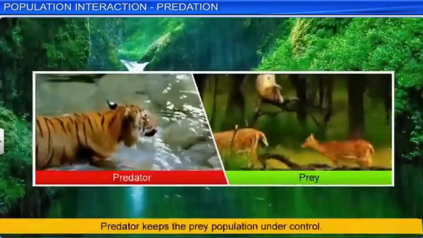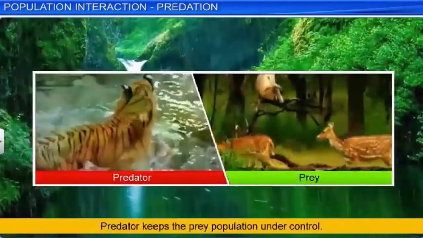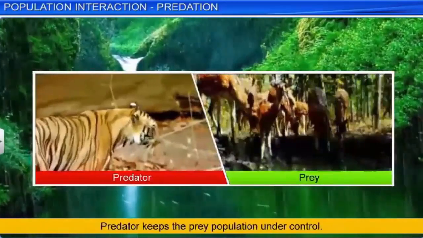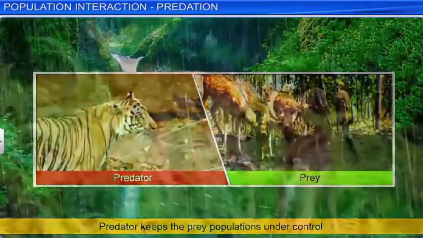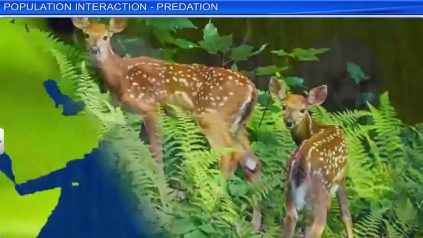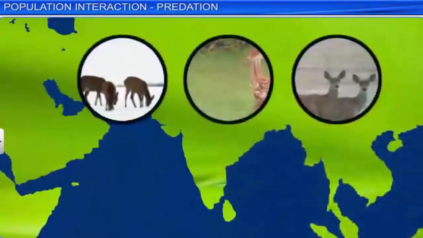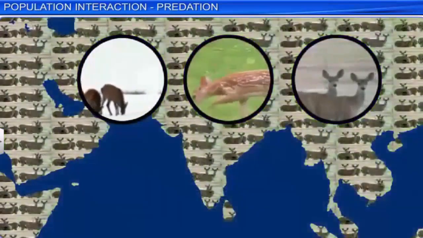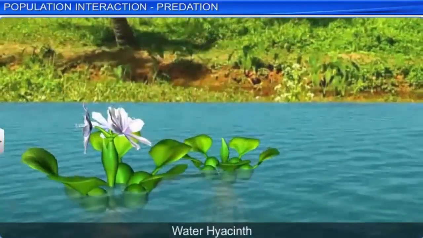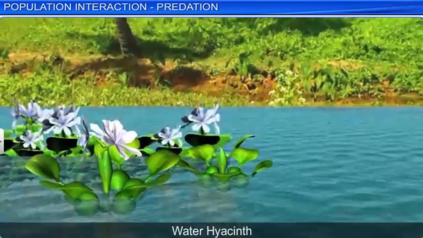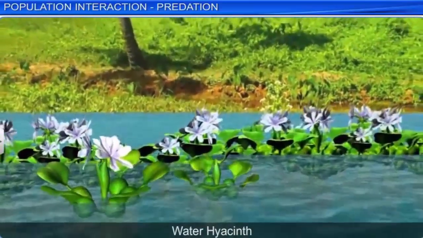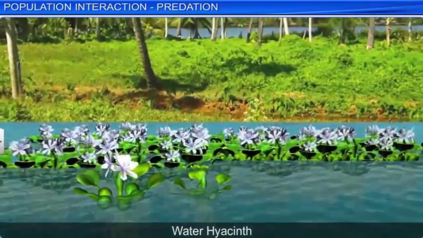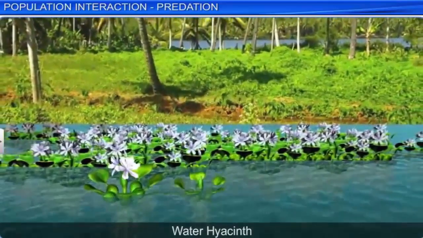Apart from functioning as conduits for energy transfer, predators also help to keep prey populations under control. In some cases, the prey species grows so large that it may cause instability in the ecosystem. For example, due to the absence of natural predators in a specific geographical area, the introduction of an exotic species such as the water hyacinth causes it to grow and spread fast and wide.